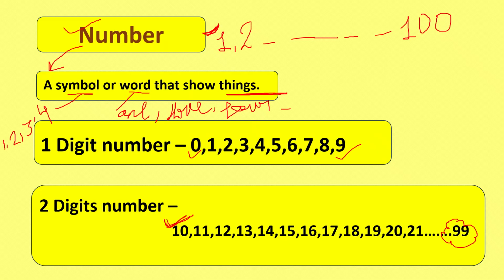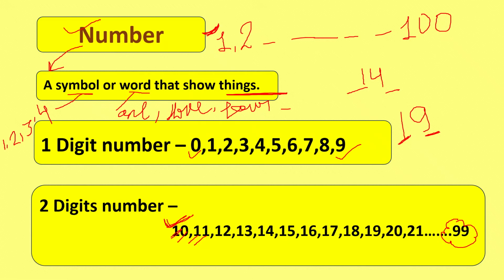Why do we call it a two digit number? Because when you look here, in 10 there is a 1 and a 0. If you look at 11, there is a 1 and a 1, a one digit and a one digit, so that's why it's called two digits. In 14, one digit is 1 and another digit is 4. In 19, 1 is one digit and 9 is another one digit.